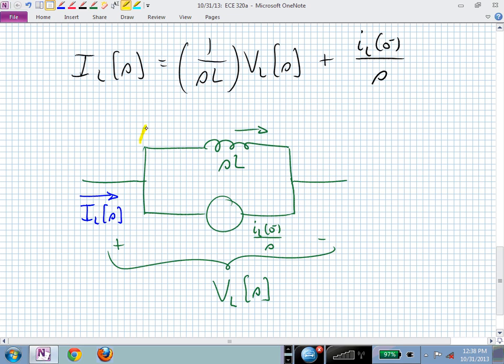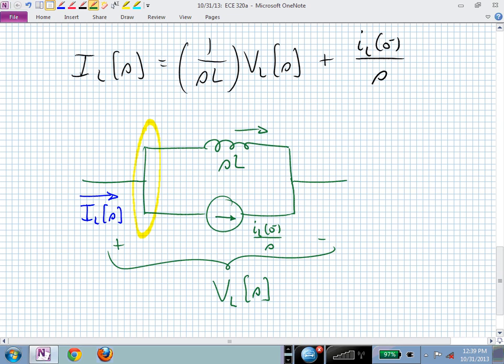And now I could simply think of writing KCL at that node and saying what's entering the node and what's leaving the node. Entering is I sub L, the blue on the left. Leaving is the current V sub L over SL up top through the impedance, and also leaving is that current due to the initial condition on my inductor, which has as its value I sub L of 0 minus over S. That's not the same value that the voltage source had in the series circuit.